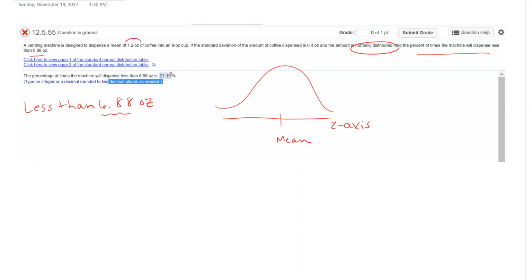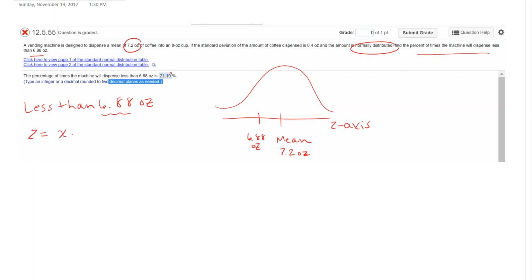Well, they tell us that the mean is 7.2 ounces of coffee, and 6.88 ounces would actually be below the mean somewhere. But the problem is we can't look up the value 6.88 in our table of values to determine the percent of area under the curve. So that's why we standardize it. First, we do the z-score formula.